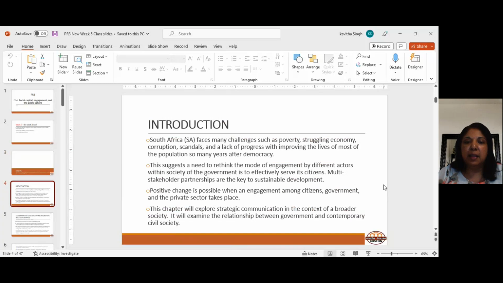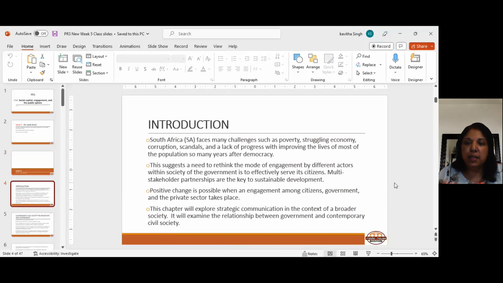So when we look at South Africa, South Africa faces many challenges. When we say challenges, it's things like poverty, our ailing economy, corruption scandals, the lack of progress in improving the lives of most of the people so many years after democracy. It's over 20 years that we have been in democracy. However, we are still plagued with an abundance of challenges.